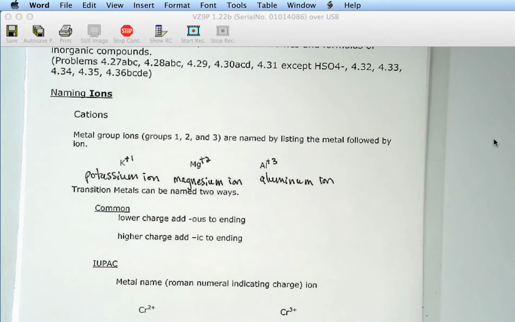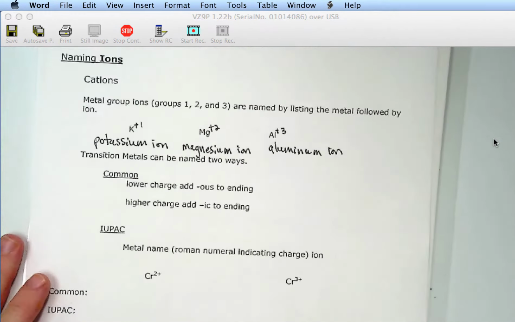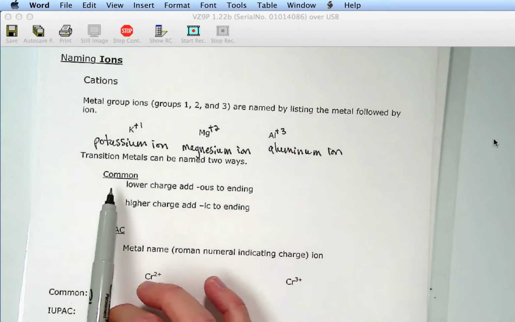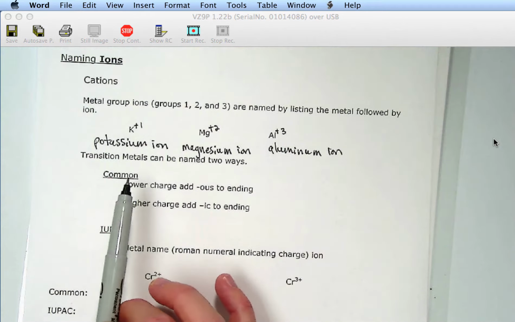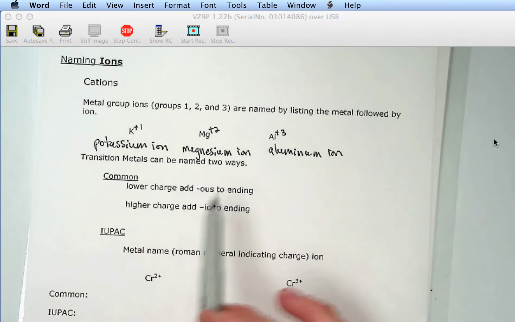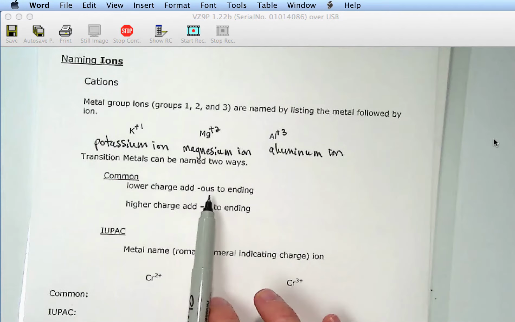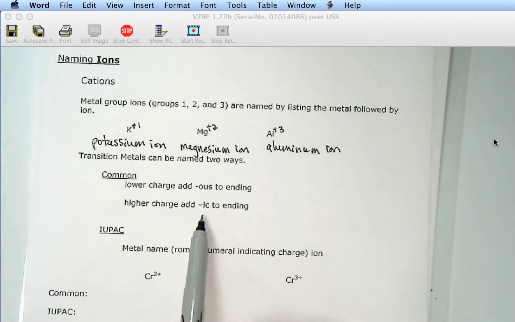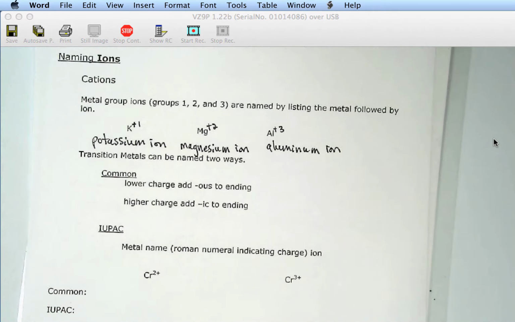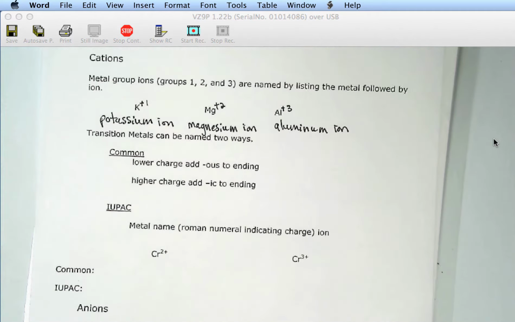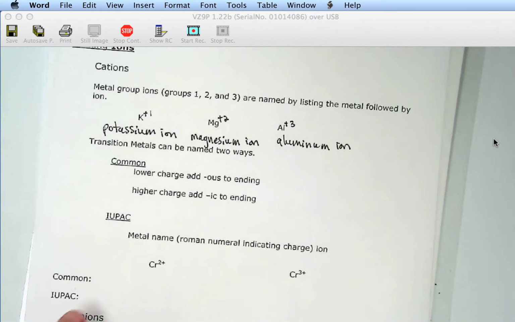Now, transition metals we've touched on briefly already. The common way of naming them, which we talked about, is ferrous, ferric, cuprous, cupric, aurous, auric. The lower charge has the -ous ending. The higher charge has the -ic ending. Is that only for the ones that have the Greek or Latin name too? I'll give you an example.